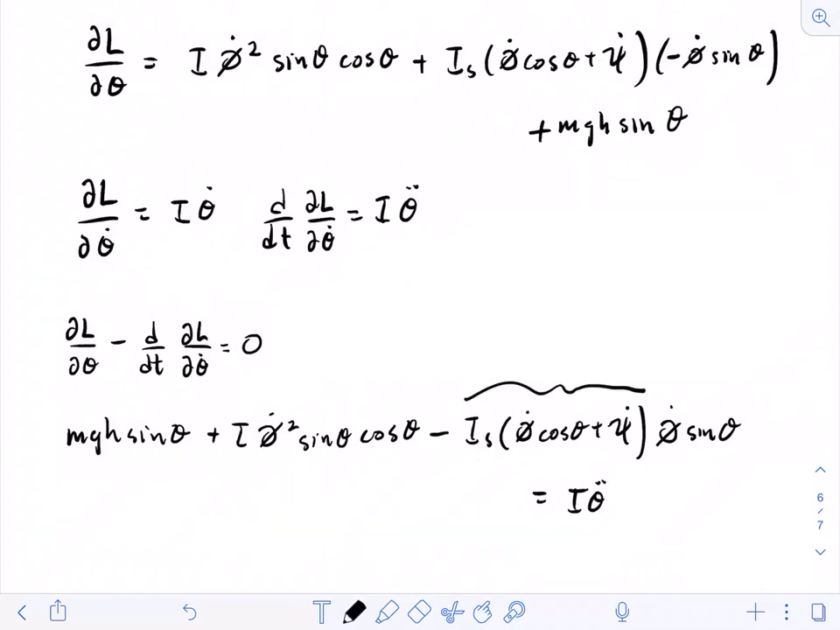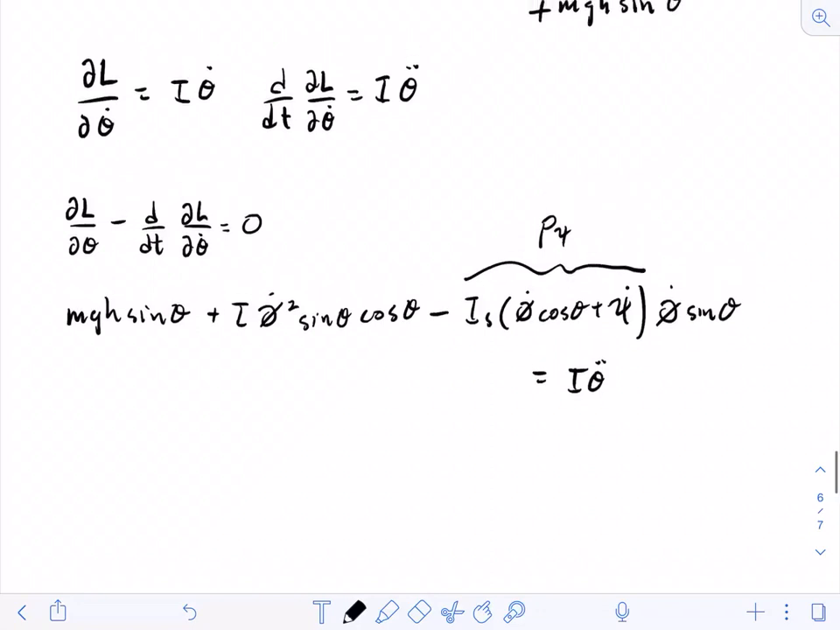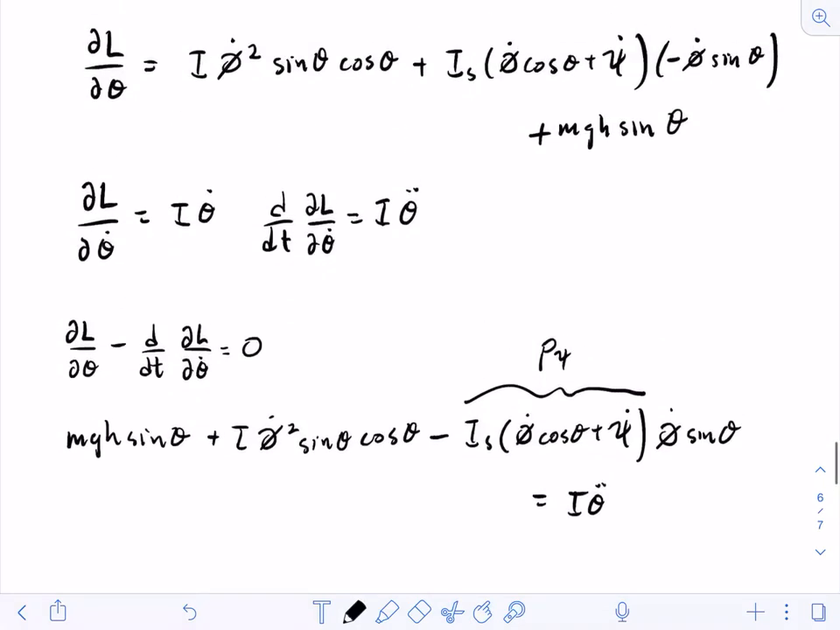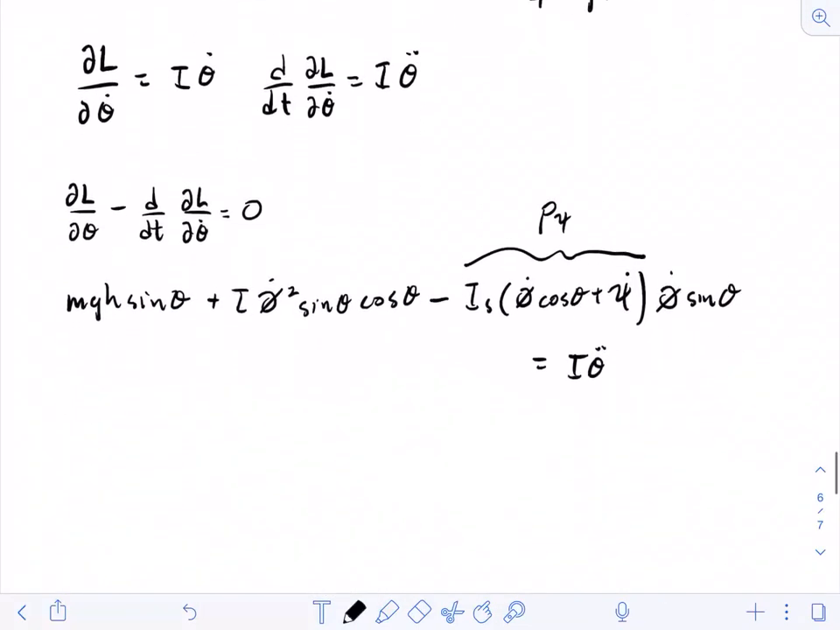This thing out here is just the psi. It was that angular momentum about the symmetry axis. Okay, so rewriting this then, we have, sorry, do I have the sign right? Yeah, I think that's okay.